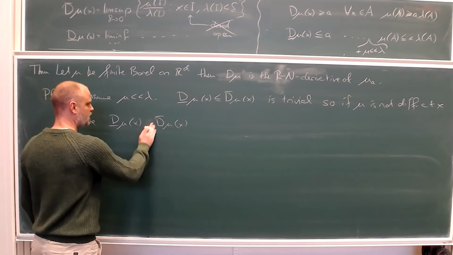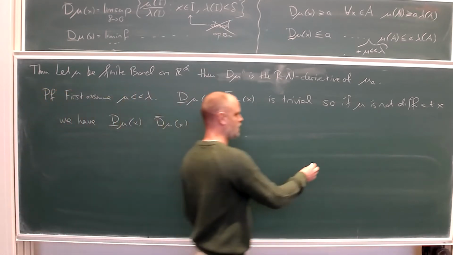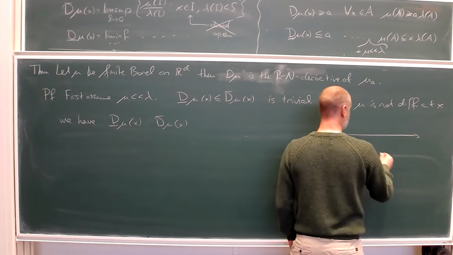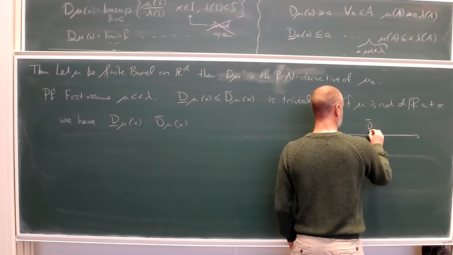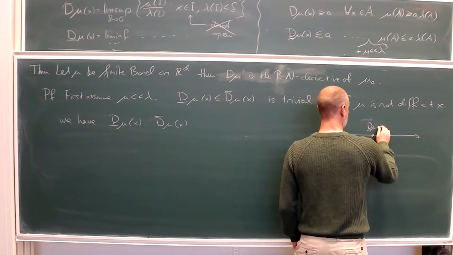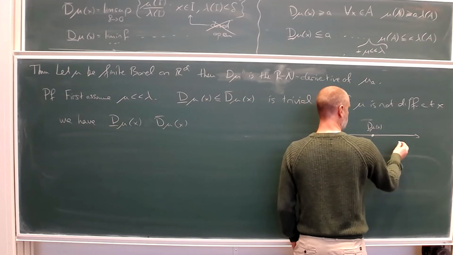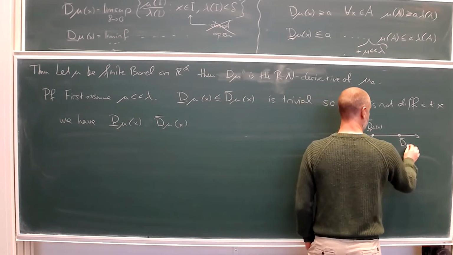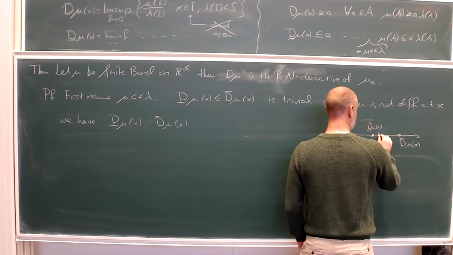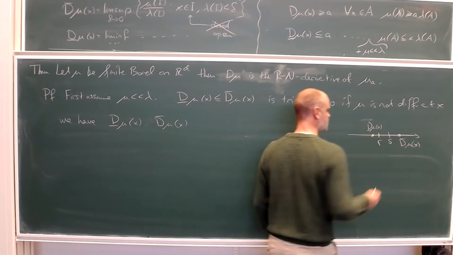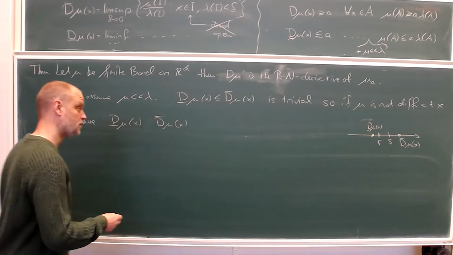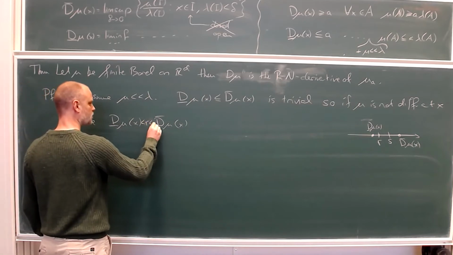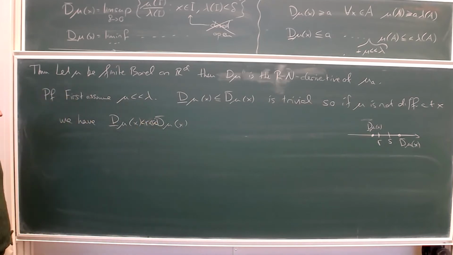So let's pick, here's the real line. For a fixed x, you have a value for the lower derivative and another value for the upper derivative, right? And then I can put here an R and here an S in between, which are rational. Okay. And what's the idea here?